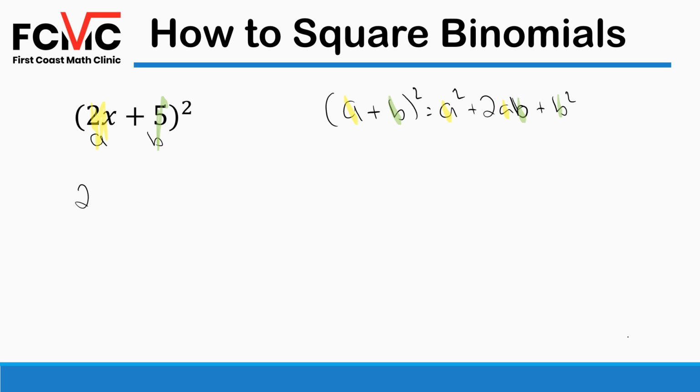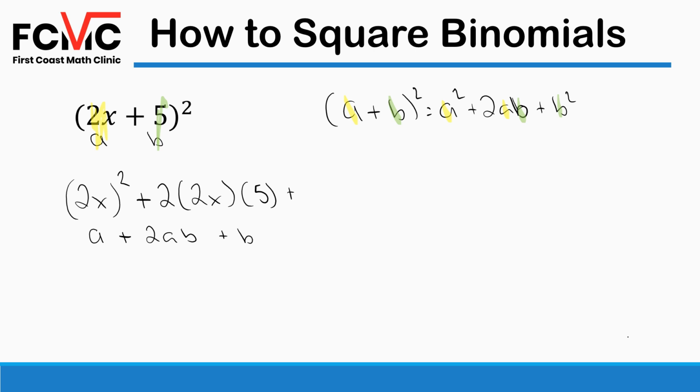So I want to square the 2x first, square the a value first. And then, so again, that's a. And then 2ab. So 2 times a, which is 2x, and then times b, which is 5. And then we want b squared. So our b value is 5, and we're going to square b.